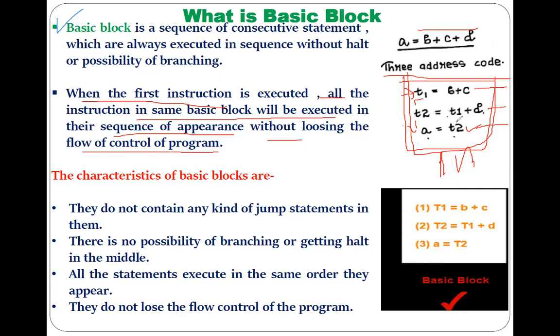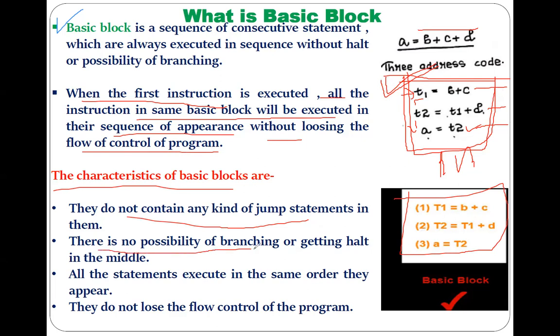The way these statements are appearing in the same order, they are getting executed. That is the reason this sequence of statements is eligible to form a basic block, and that is the reason you can call this one basic block. These are the characteristics of a basic block, which we already discussed last time. Still I am repeating here: they do not contain any kind of jump statement in the sequence of statements. There should not be any jump statement, only then can they form a basic block.